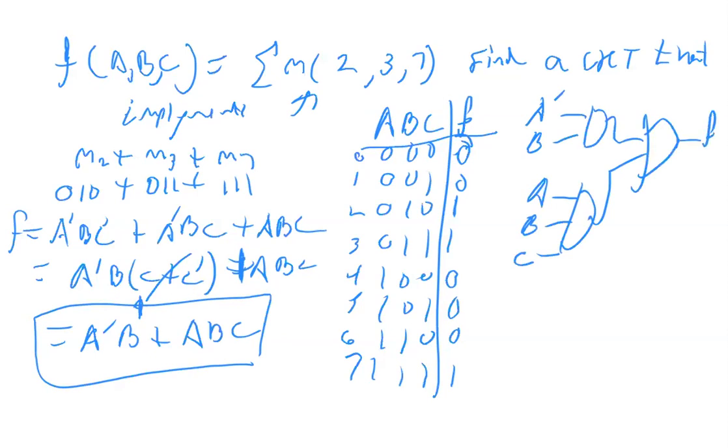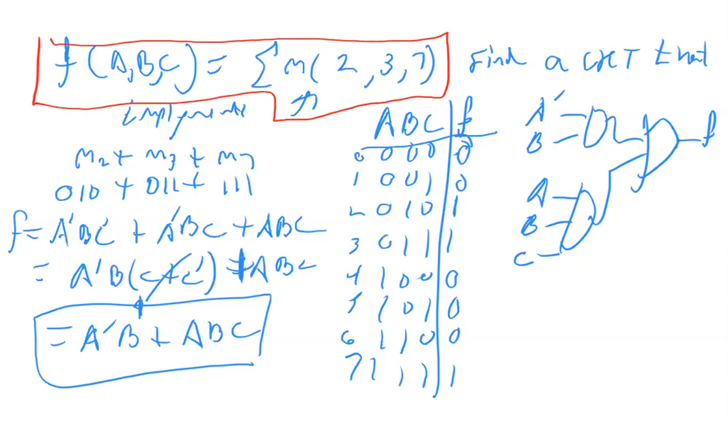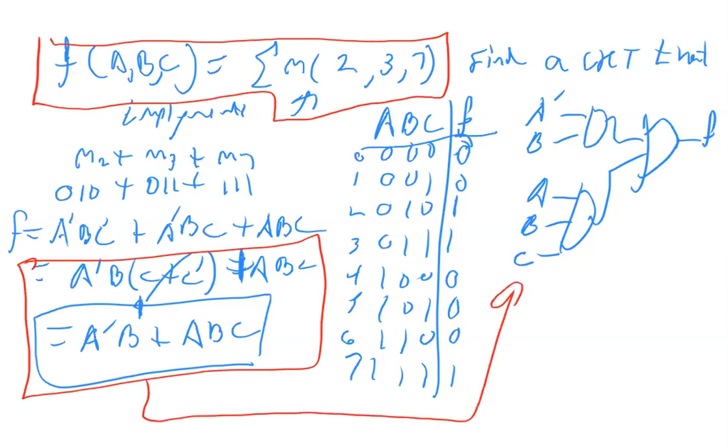And there's my implementation. So I can start with a canonical sum of products, do some rudimentary simplifications with Boolean algebraic manipulation, and then take the result and directly map into a circuit. What do you think of that?